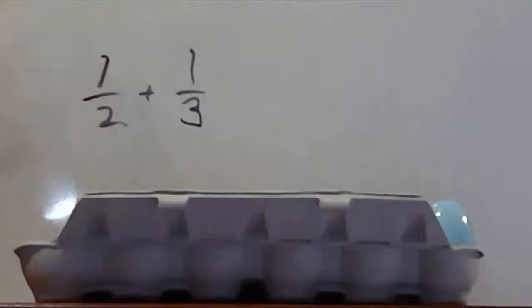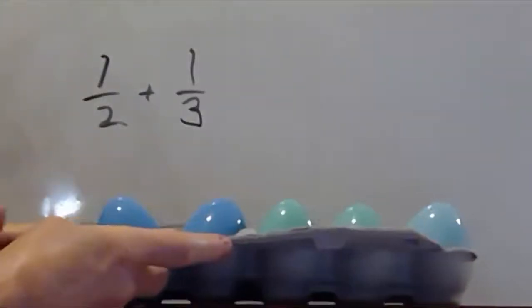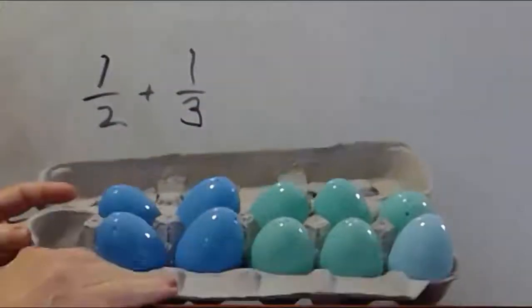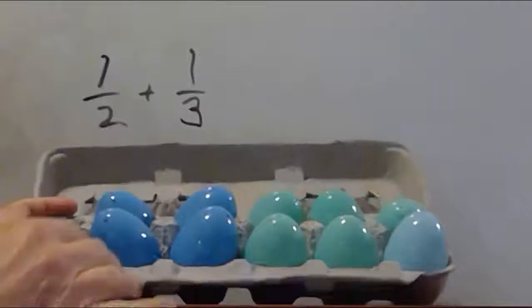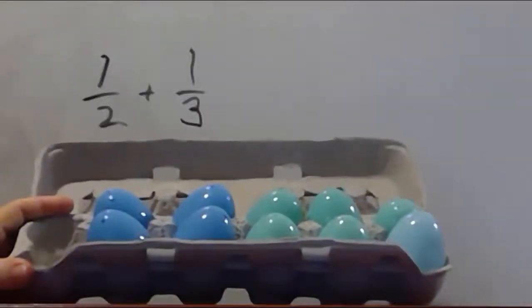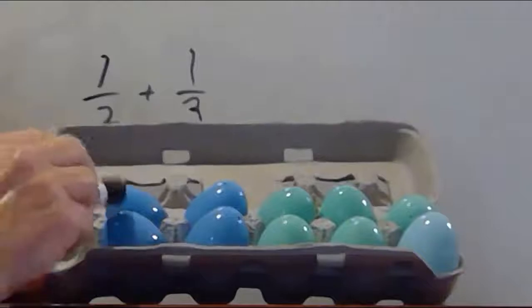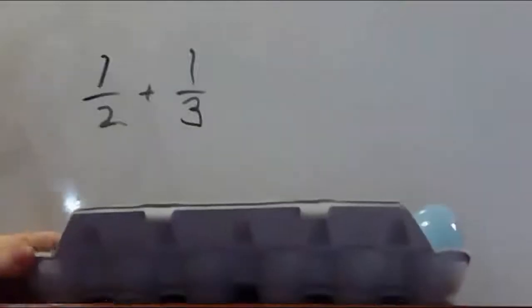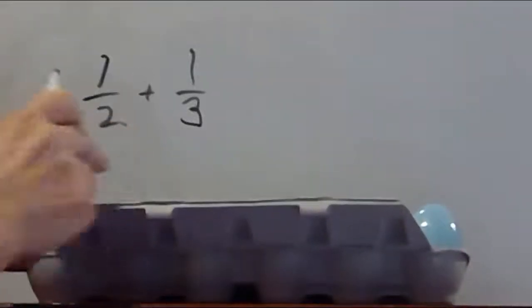So what I'm going to do is consolidate all my eggs in one egg carton. So here I took out that 1/3 and I added it to my 1/2 to fill up my egg carton here. So let me count how many eggs I have now. I count 1, 2, 3, 4, 5, 6, 7, 8, 9, 10. So I have 10 eggs. But it's in an egg carton with 12 slots.